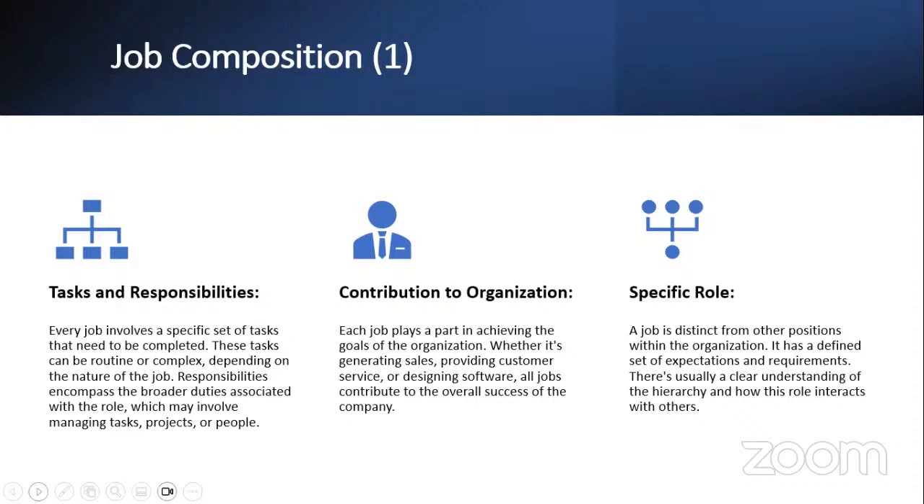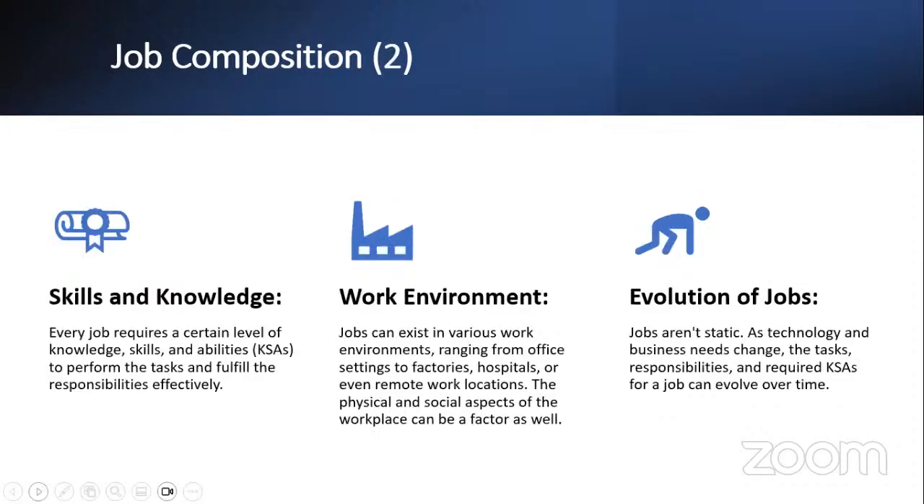So let's look at the specific role. A job is distinct from other positions within the organization. It has a defined set of expectations and requirements. There is usually a clear understanding of the hierarchy and how this role interacts with others. So, skills and knowledge. Every job requires a certain level of knowledge, skills, and ability, that is KSAs, to perform the task and fulfill the responsibility effectively.